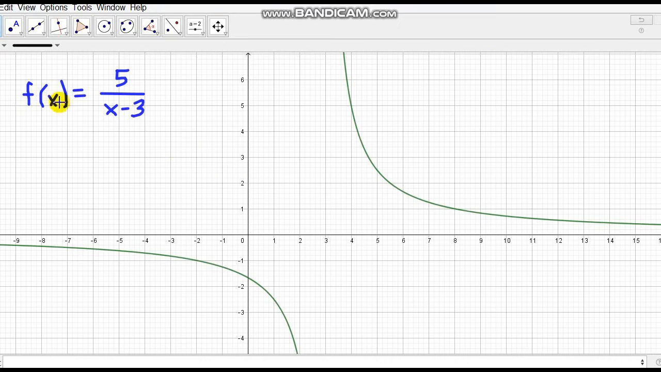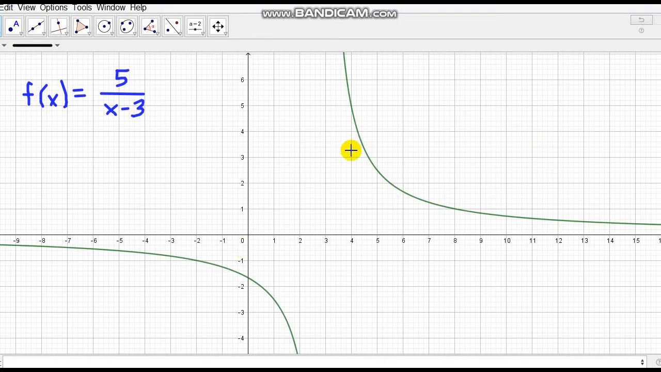So let's have an example here. f of x is equal to 5 over x minus 3. Its graph looks like this. There, this one and this one as well. So this just expresses one function, which is f of x is equal to 5 over x minus 3. Now, we are going to identify some of its parts.